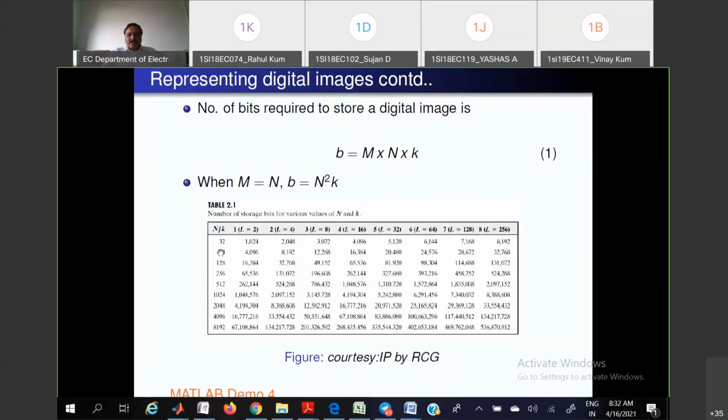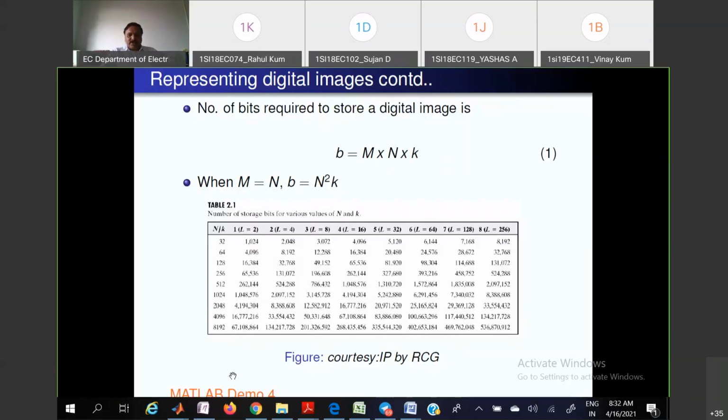Of course, 32 by 32 is a very small image. All of you know that it's a very, very small image. So if I increase the number of rows and columns, for example, if I have a 1024 cross 1024 image, definitely even for a 1-bit representation, I need so many bits. So you can imagine 1024 cross 1024. If it is an 8-bit image, it needs so much data. It is just a simple calculation, M into N into K.